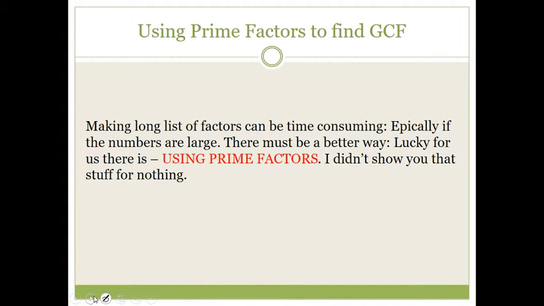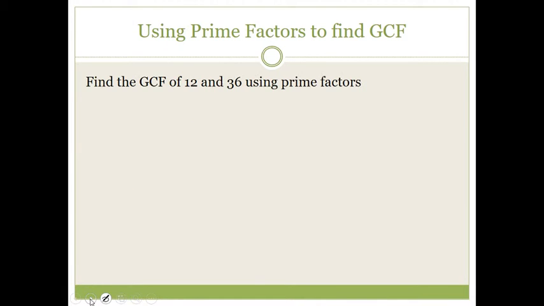So think about if I had two 3-digit numbers. I might not want to make a list of all their factors and then find the largest factor on both lists. Or what if I had a number that was in the thousands, tens of thousands? That would be really time consuming. So let's talk about how we can solve for the greatest common factor using prime factors.